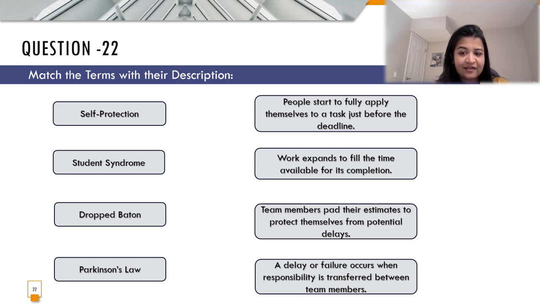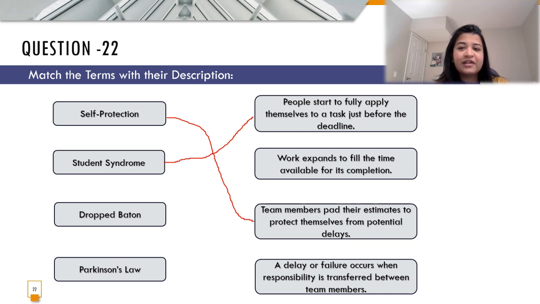So that is nothing but a self protection. Next is work expands to fill the time available for its completion. So that is how the work is expanding. Okay, let me read the next option, which is people start to fully apply themselves to the task just before the deadline. So that is what is happening towards a normal student lifestyle. So I'll say it as a student syndrome.